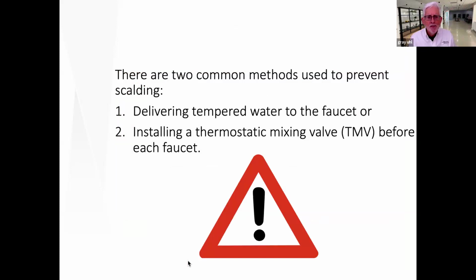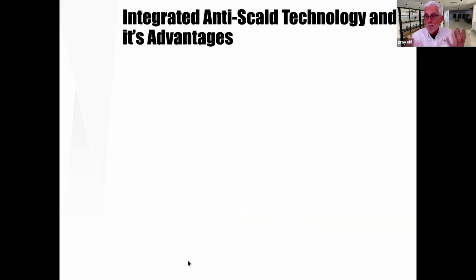So there are two common methods to prevent scalding in a public place. Deliver tempered water to the faucet. That's one way to do it. So when you're at the faucet, the faucet's not doing a thing. It's just delivering the water that was mixed or tempered someplace else. Or installing a thermostatic mixing valve before each faucet. Those are the two ways to do this. And Lixil and all the other manufacturers, we sell all kinds of faucets where all it is doing is delivering water, or it has some sort of temperature control, or it has a thermostatic built into it. We'll go into some of those.